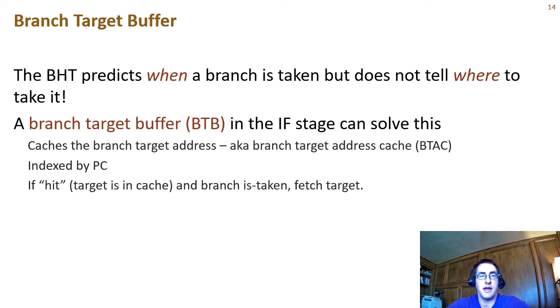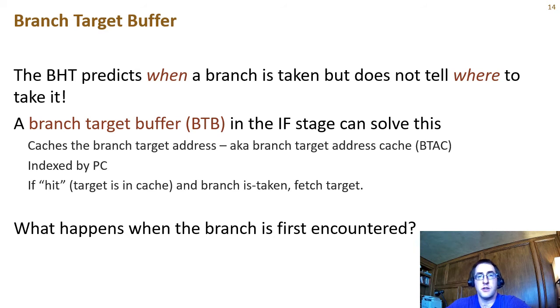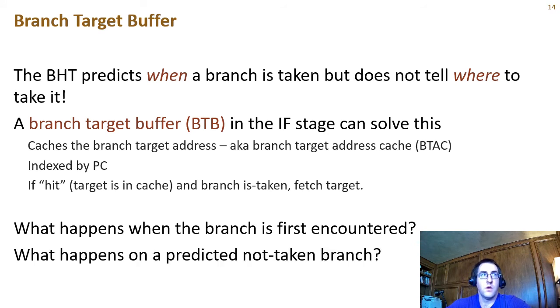It is also indexed by the least significant bits of the program counter. And if there's a hit, then the target is in the cache and the branch is taken, then we'll fetch the target. When the branch is first encountered, we don't know where to take the branch and we can't predict taken. So we always predict not taken the first time we encounter a branch, and we update the BTB with the branch target. On a predicted not taken branch, we ignore the value out of the BTB because we're not going to take it. We just use the instruction from PC+4.